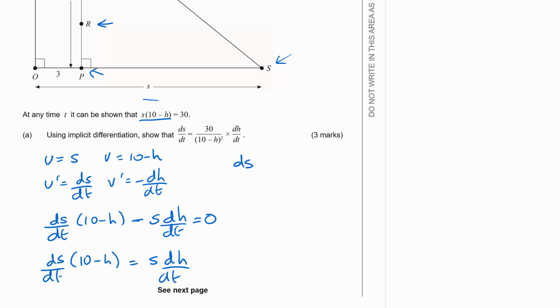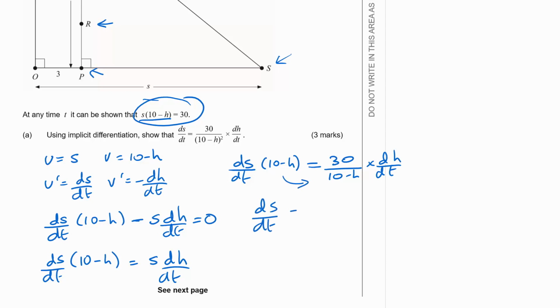So keeping the left-hand side the same, ds/dt times (10 minus h) would be equal to, if we rearrange this, s can be written as 30 over (10 minus h), and we're multiplying that by dh/dt. And so if we take this over to the other side, we get ds/dt is 30 over (10 minus h) squared, times dh/dt, as required.